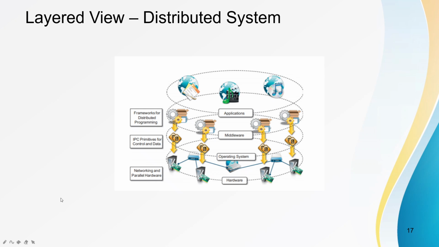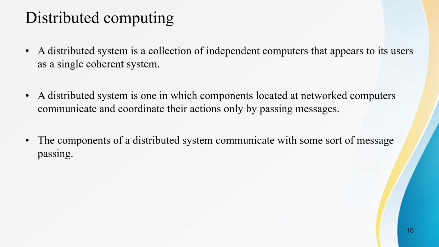You can see here, a distributed system is one in which the components located at networked computers communicate and coordinate their actions only by passing messages. So actual interaction is taking place by message passing. And here the components are located at different locations. That means they are networked, interconnected computers which communicate using message passing. The components of a distributed system communicate with some sort of message passing, as seen in the previous line.